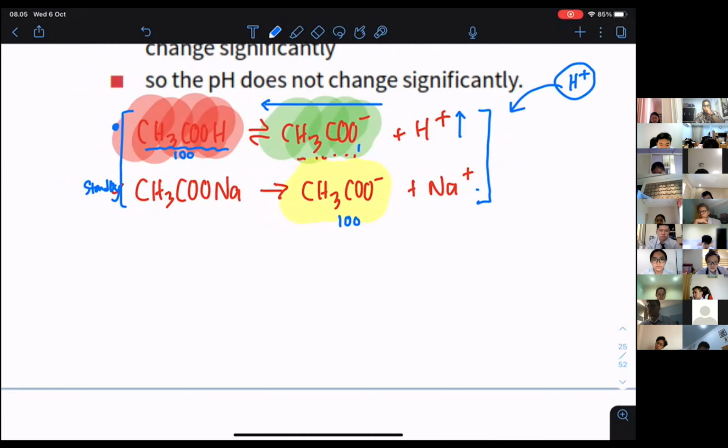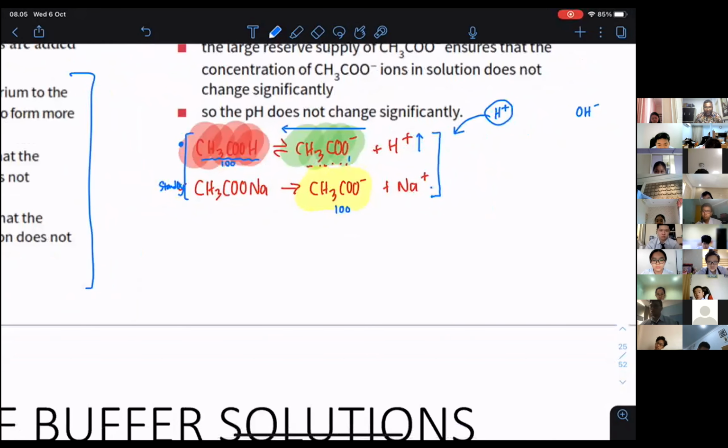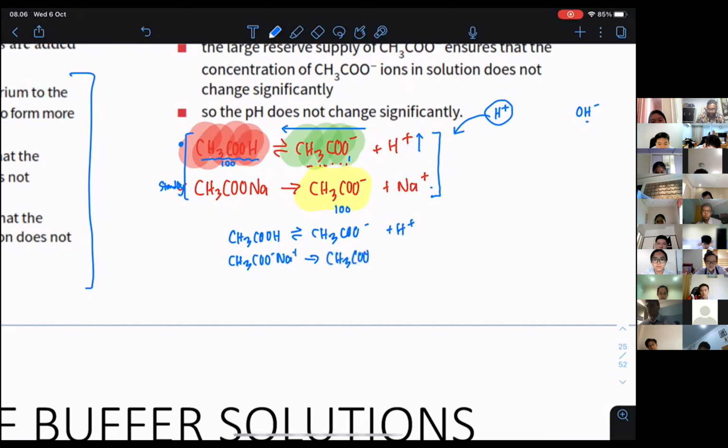And what will happen if I have the same situation, but I'm using OH minus? So again, I write CH3COOH, the same thing, and then CH3COO minus and Na plus gives you this. Now, when I add OH minus, do remember how I started earlier? I want you to only focus on the part that has the reversible reaction. Focus there only.